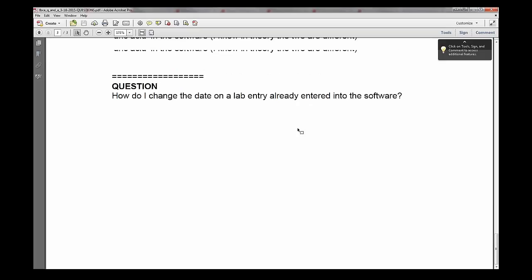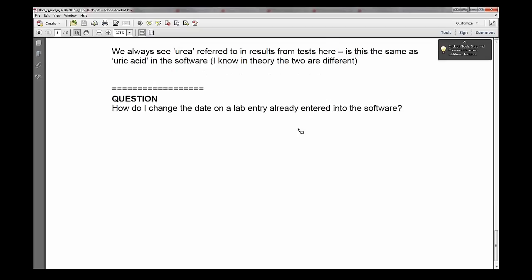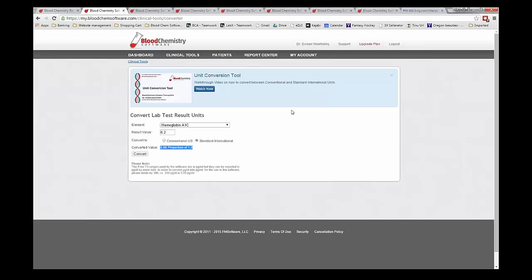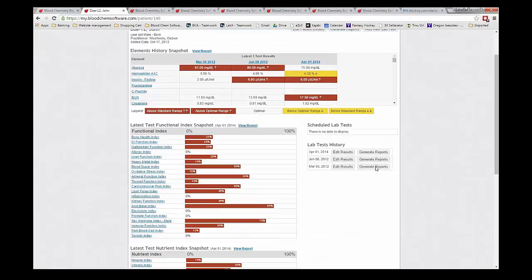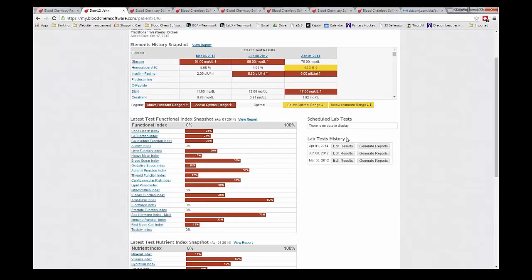And last question here is, how do I change the date on a lab entry already entered into the software? I do get quite a few questions from people asking, how do I edit the blood test result that's already in the system? So I'm going to show you how to do that. The first thing you do is view your patient list. You select the patient that you want to work with, and this will bring up the patient dashboard. Then down here, you can see all of the blood tests that are in the system. You can either generate reports from here for that particular lab test, or you can edit the results.